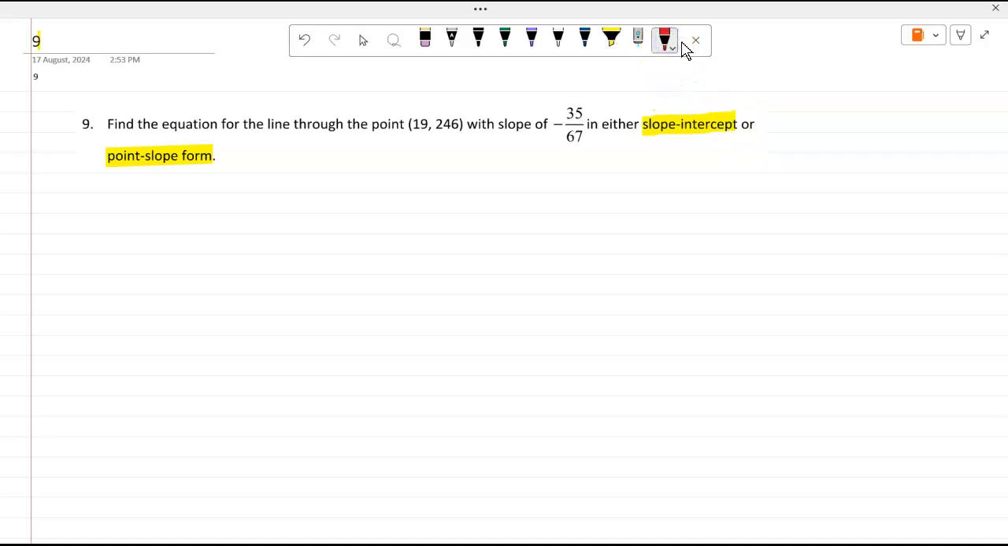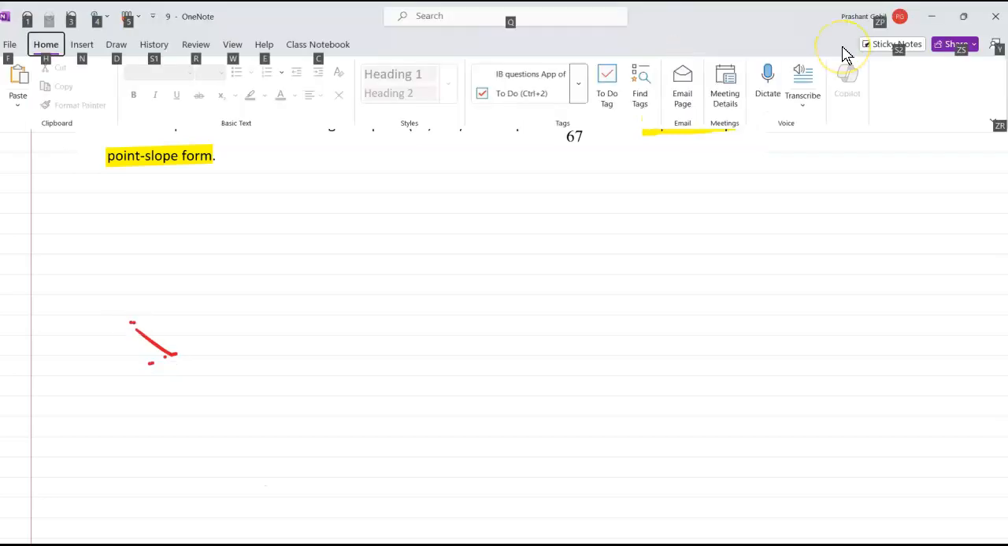Excellent. So point slope form is y minus y1 is equal to m times x minus x1.